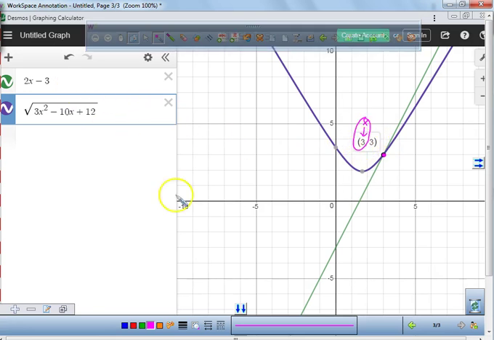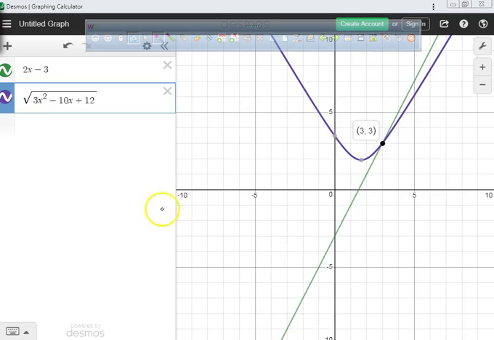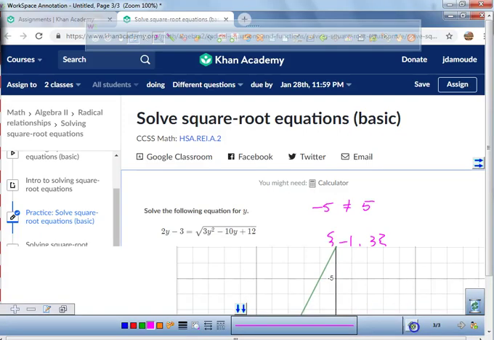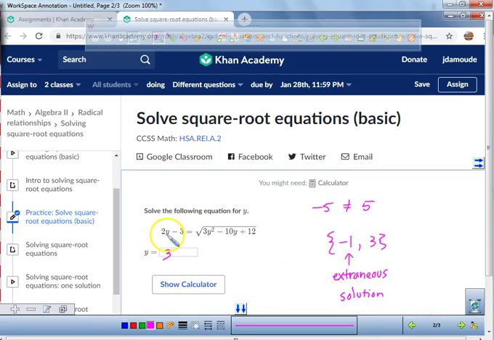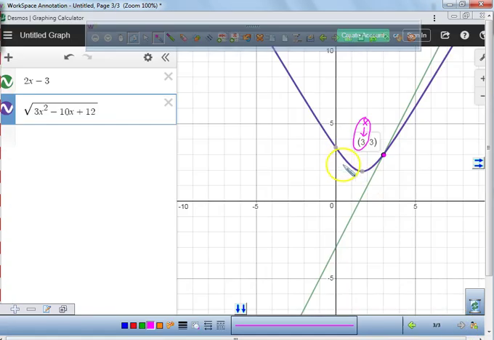Now what did I do in Desmos that was a little bit different? I changed the y value to an x value. And I saw where those two intersected. Okay, that's how you can check your answer to make sure. Now by the way, if you look at it, how many places does this graph intersect? It just intersects at one place. That point. That's the only point where it intersects.